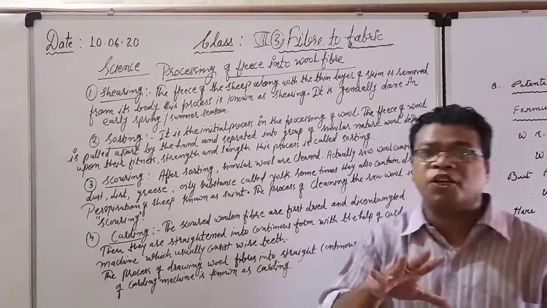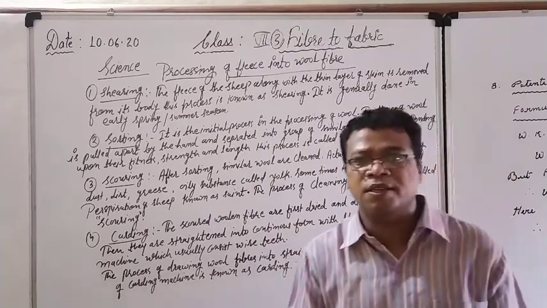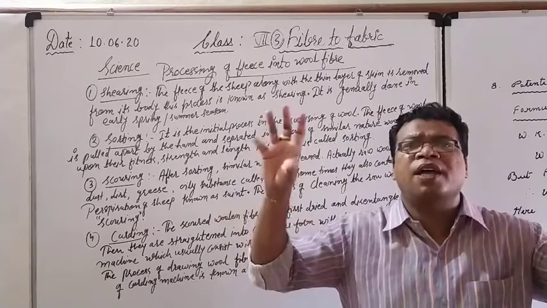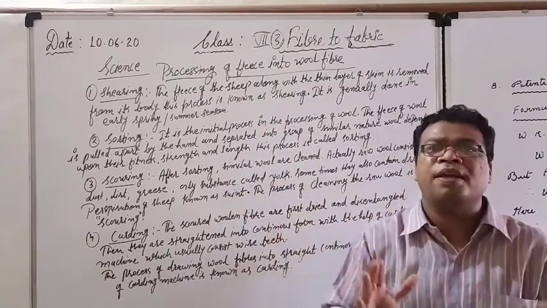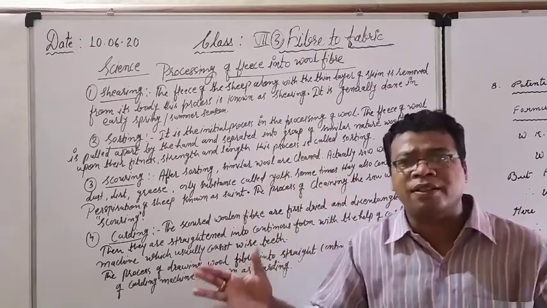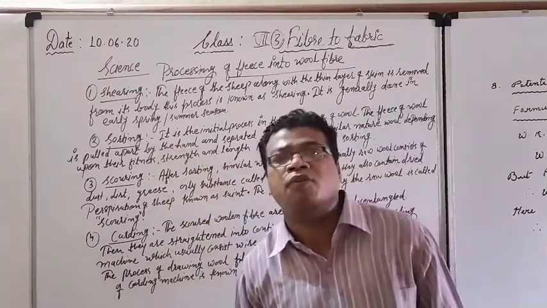Sorting is what? Sorting is a separation process of the wool. What we have to do? We have to consider the fleece and we have to pull apart the fleece. We have to pull apart the wool with the help of our own hand, and we have to separate them depending upon their fitness, depending upon their strength, and depending upon their length. So this particular process is known as the sorting of the wool.